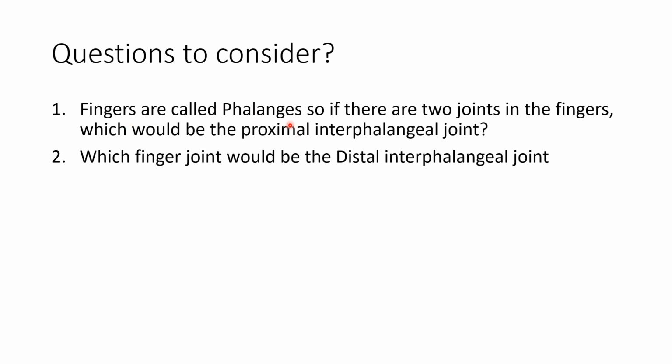If you look at your fingers, which are called phalanges, you will see that there are two joints in the fingers. And if you pay attention to your finger, the two joints, don't use your thumb, use any other finger, you'll have one that's closer to the wrist, one that's farther from the wrist. So the one that's closer to the wrist would be more proximal to the rest of the body. So it would be the proximal interphalangeal joint. And the opposite would be the distal interphalangeal joint.